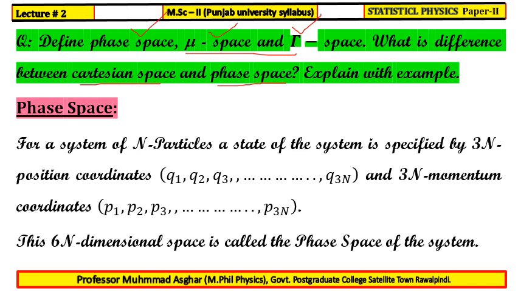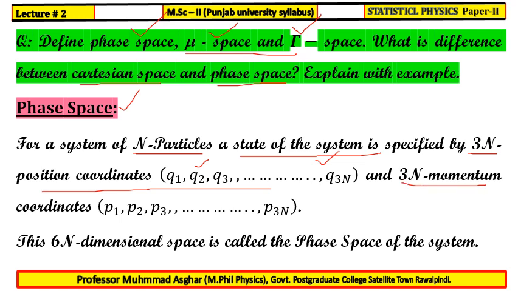First we define the meaning of phase space. If we have n particles, the state of the system is described by 3n position coordinates, represented as q1, q2 up to q3n, and 3n momentum coordinates, represented as p1, p2 up to p3n. Then this 6n dimensional space is called phase space.